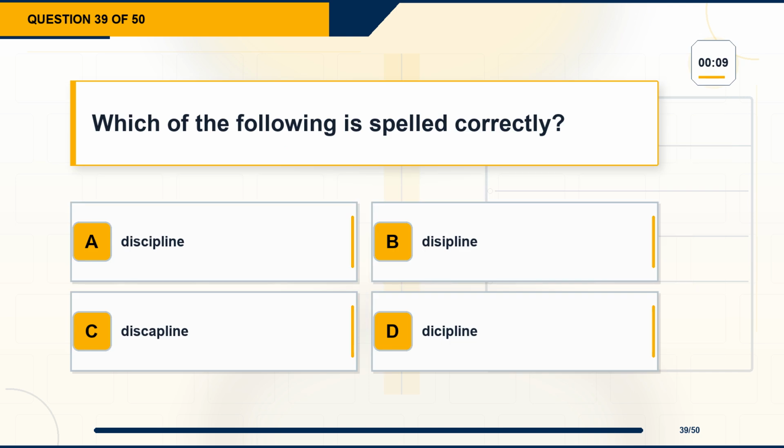Question 39. Which of the following is spelled correctly? Option A, discipline. Option B, discipline. Option C, discipline. Option D, discipline.